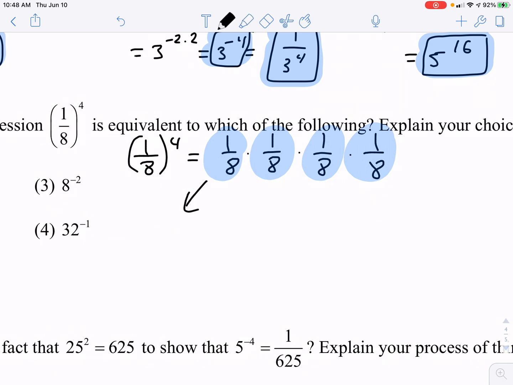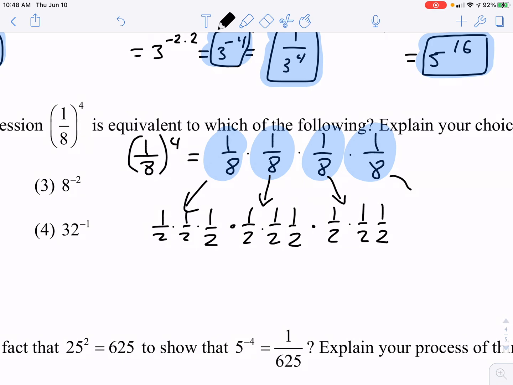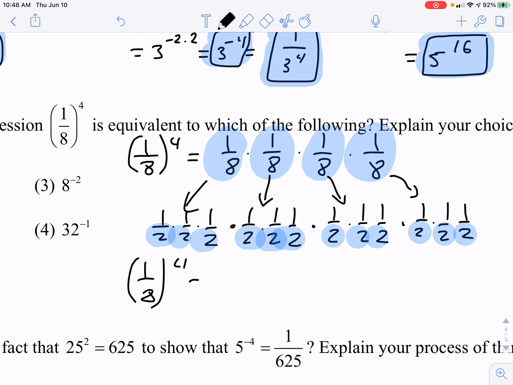This group right here would be 1/2 times 1/2 times 1/2, because 2 times 2 times 2 is 8, times this group right here would be 1/2 times 1/2 times 1/2. This group here would be 1/2 times 1/2 times 1/2. And that final group would be 1/2 times 1/2 times 1/2. And if we count them up, 1, 2, 3, 4, 5, 6, 7, 8, 9, 10, 11, 12, this is actually 1 over 2 to the 12th power, which is 2 to the negative 12.